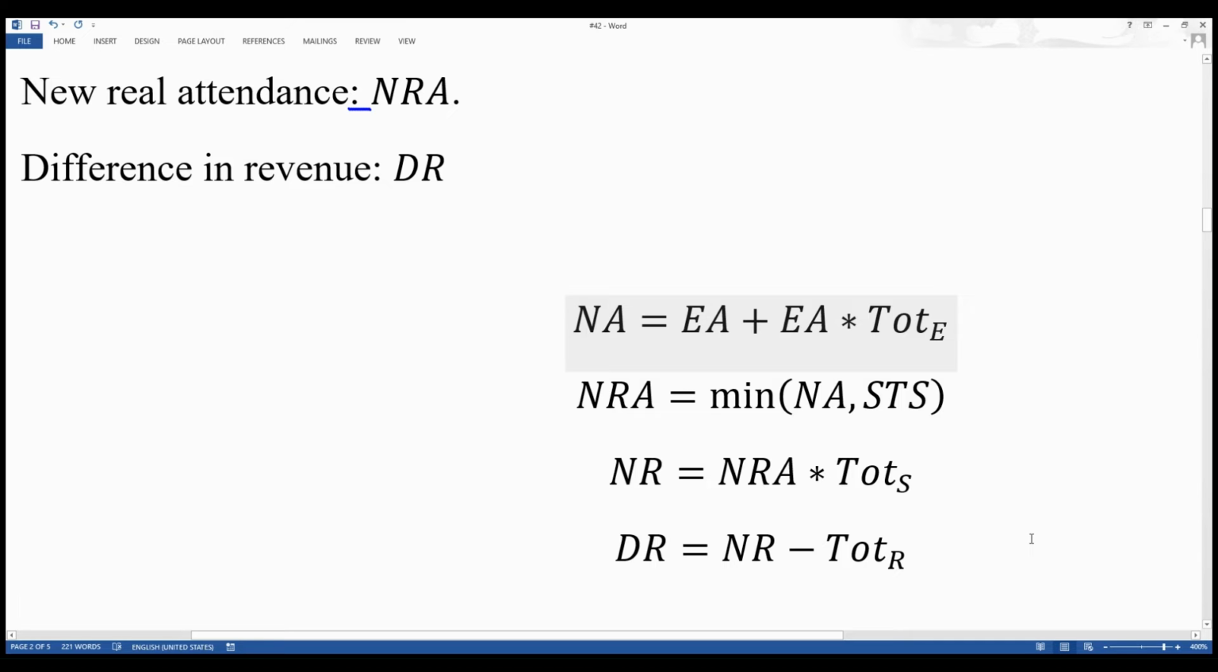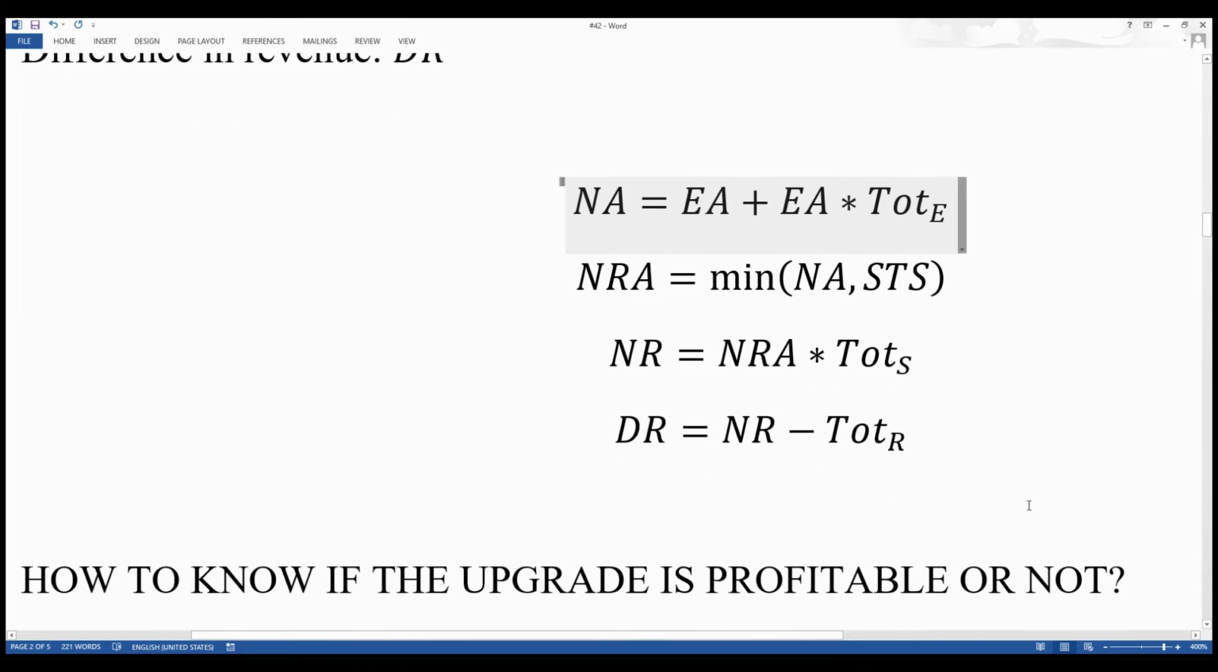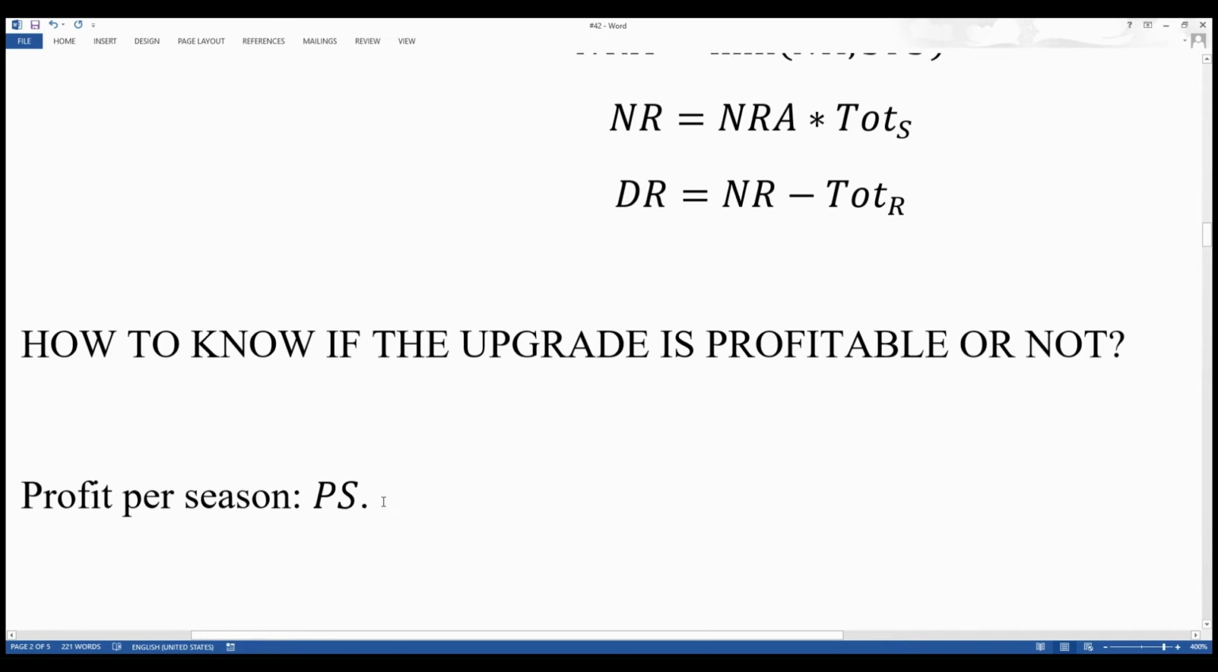Okay? Now, our last variable for the simulation, which will tell you how to know if the upgrade is profitable or not, is this variable that I call PS, which is the profit per season. Why does it have to be per season? This is because in some weeks we have one match, in other weeks we have two matches. This considers only home matches, okay? So sometimes we have two home matches, one home match, or three, four if we are playing the cup or an international competition. So we don't have a constant number of matches during the week.